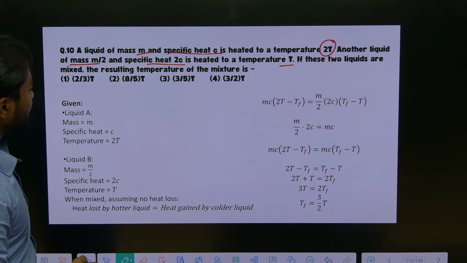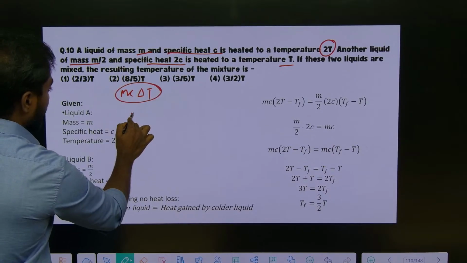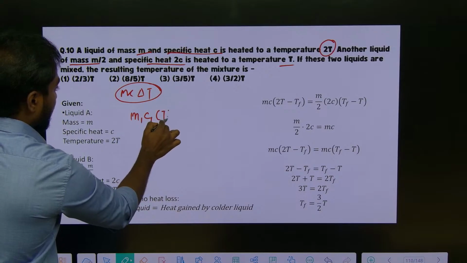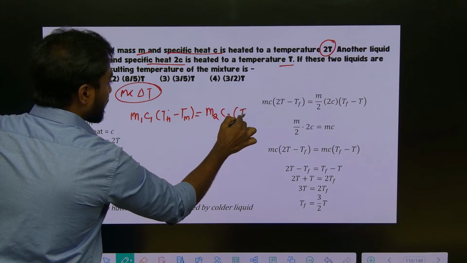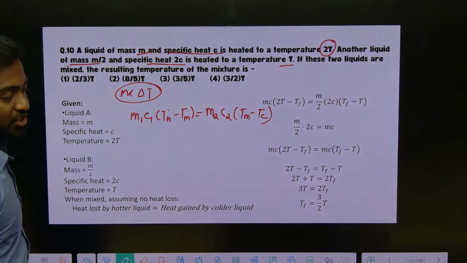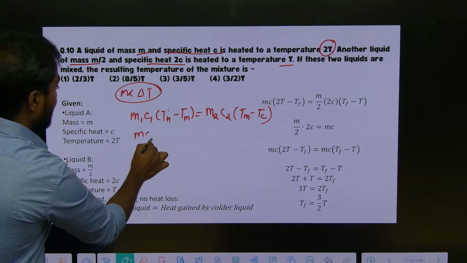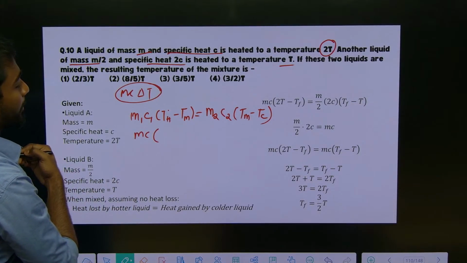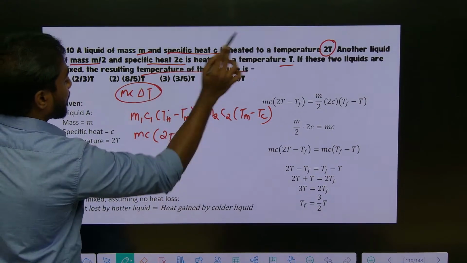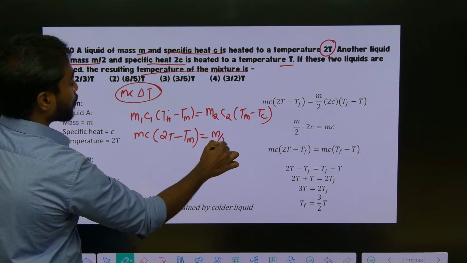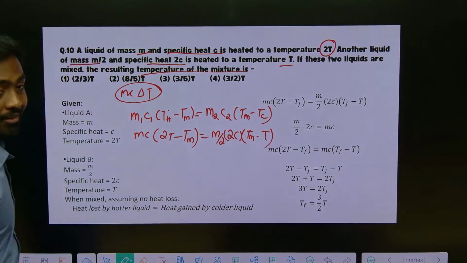So mixed in the sense, what is the thing we should do? MC delta T is the equation we know. M1C1 (T hot minus T mixture) equals M2C2 (T mixture minus T cold), right? M1 how much mass, M they have given, C, and heated to a temperature 2T minus T mixture, and they're asking the mixture temperature now. Will be equal to, this is M by 2 and this is 2C and this is T mixture minus T cold, which is T.